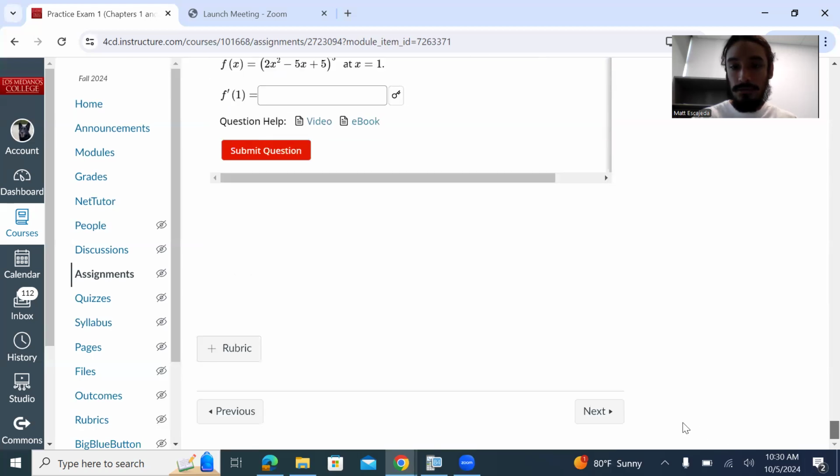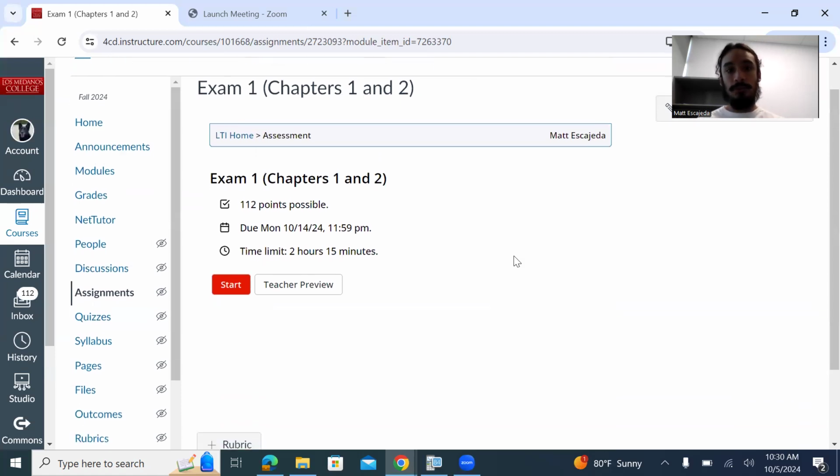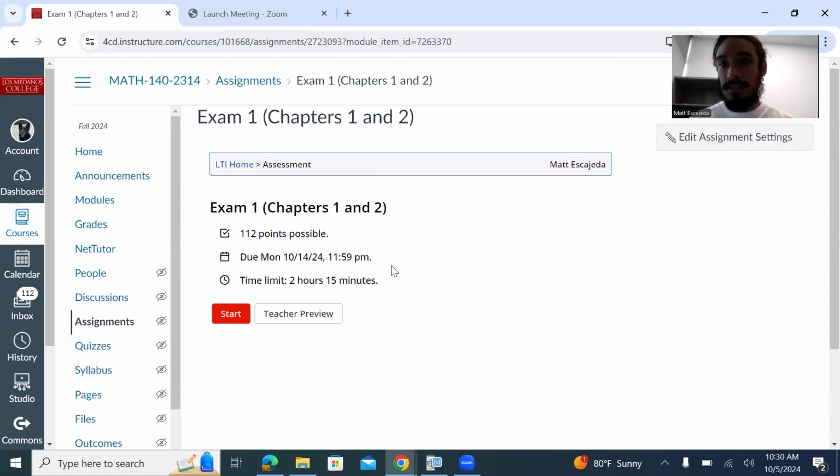Let's go next. And here's our actual exam 1. The last time to do this would be Monday night. You have Saturday morning, basically Saturday 12 a.m. to Monday midnight. It's also a timed exam, so you'll have 2 hours and 15 minutes. It shouldn't take you all 2:15, but it should take you less than that.